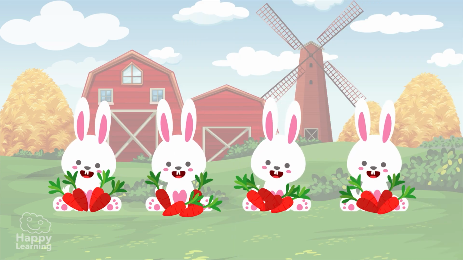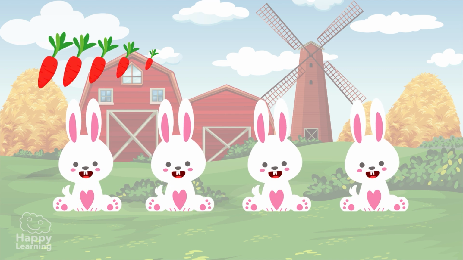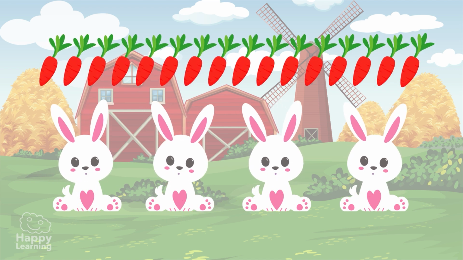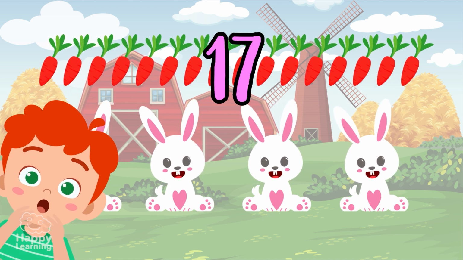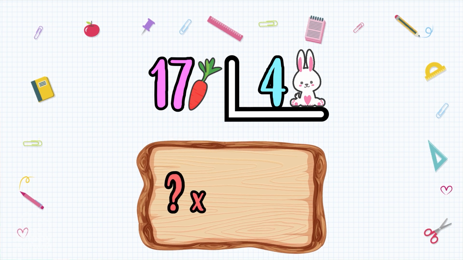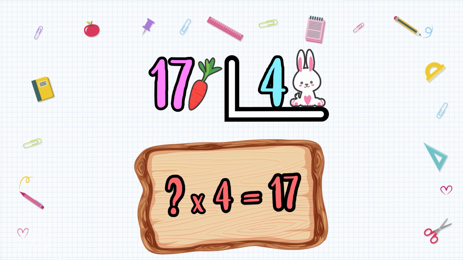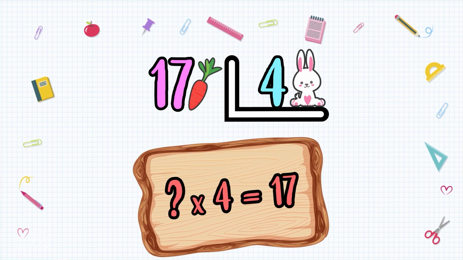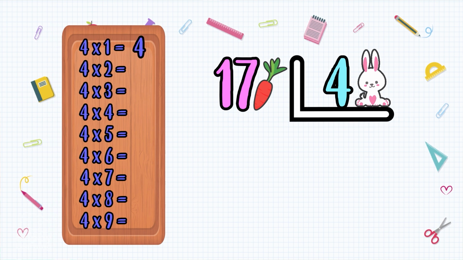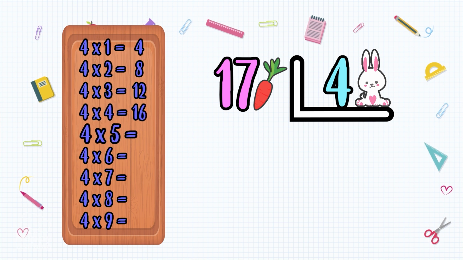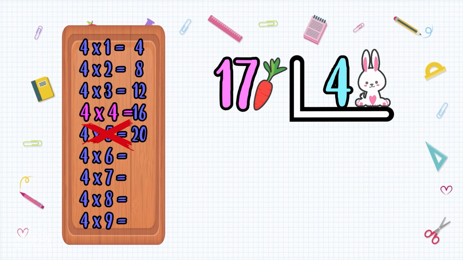But what would happen if instead of 16 carrots, we had 17? Let's see. What number multiplied by 4 gives me 17? Well, let's multiply. 4 times 1, 4. 4 times 2, 8. 4 times 3, 12. 4 times 4, 16. 4 times 5, 20. Oh no, that's too much. So we'll have to go back to the previous one, the 4.